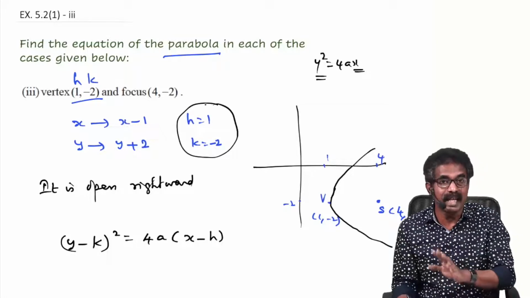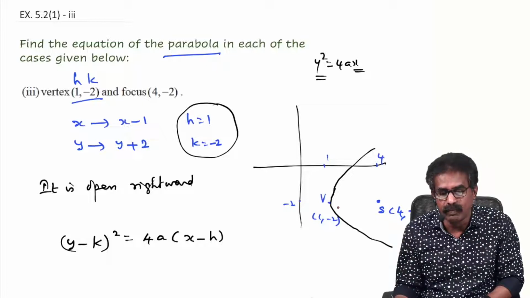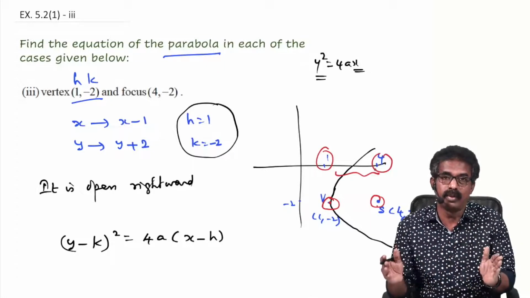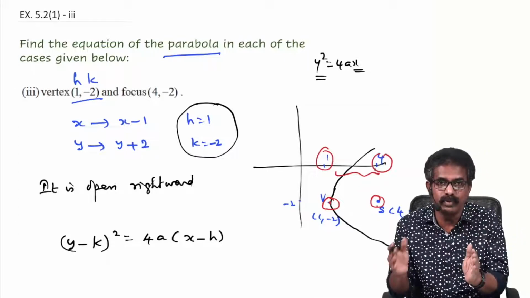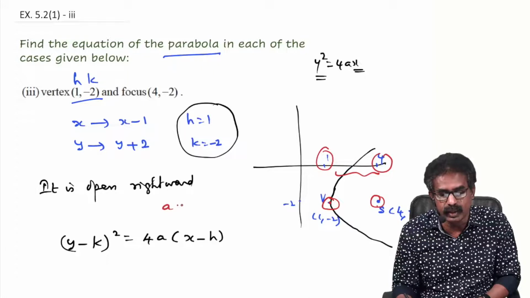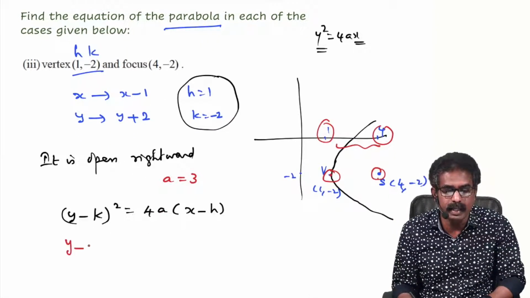Only thing we need what? The a value. What is a, you know? You can find a very easily from the diagram. The vertex is here, this is the vertex, this is the focus. So the vertex point is 1, the focus is 4. The distance 1 to 4, it is not 0 to 4, 1 to 4. So what's the distance? 3 units, right? So the a value is 3. So that a value, h, k, everything you substitute, y minus minus 2, y plus 2, right?